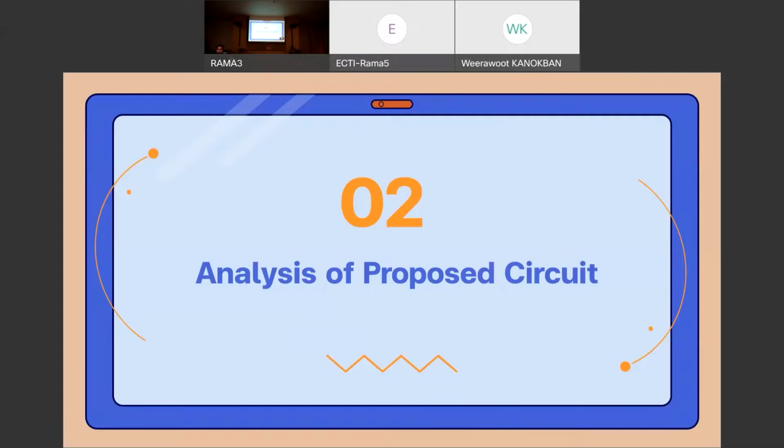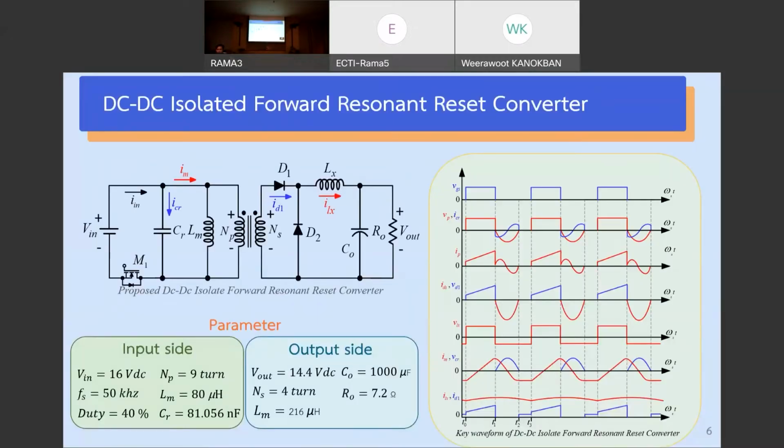Analysis of proposed circuit. For the element, we analyze this circuit that's called DC to DC isolate forward resonant reset converter, FRCR, based on solar cell battery charger. For input side and output side, we use values of parameters following this slide to analyze in KVL and KCL for all three states and find VCR, ILM, ILX, and VCO.